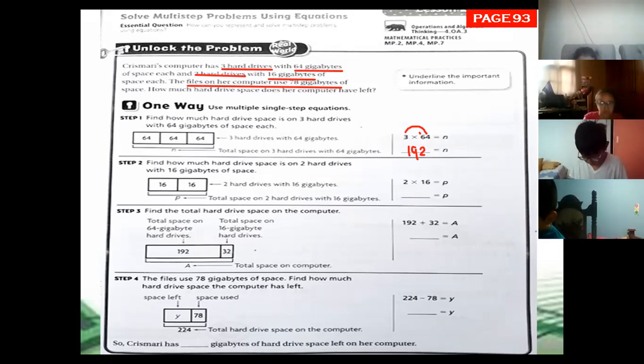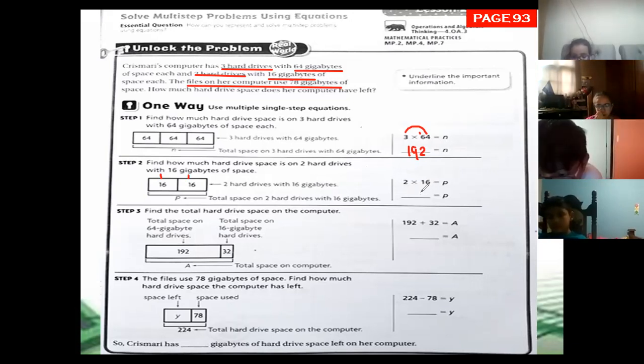Okay, it means that I have 1 hard drive and another hard drive, so I have 2, each with 16. So I need to find the total space of 2 hard drives with 16 gigabytes. I'm going to multiply 2 times 16. So 2 times 6? 12. I'm going to write 2 and regroup 1. And 2 times 1? 2. Plus 1? 3.